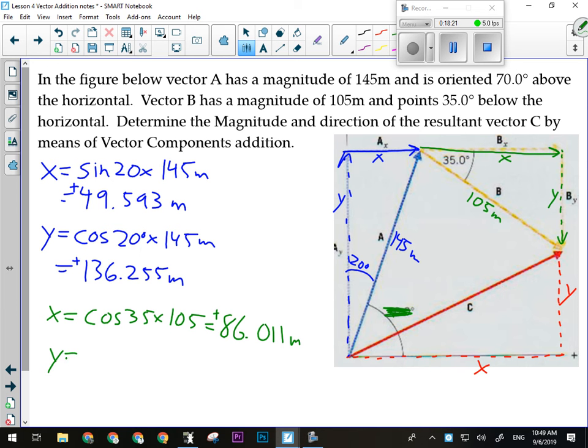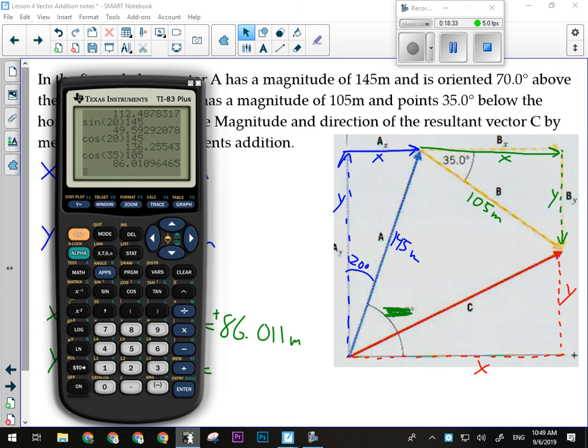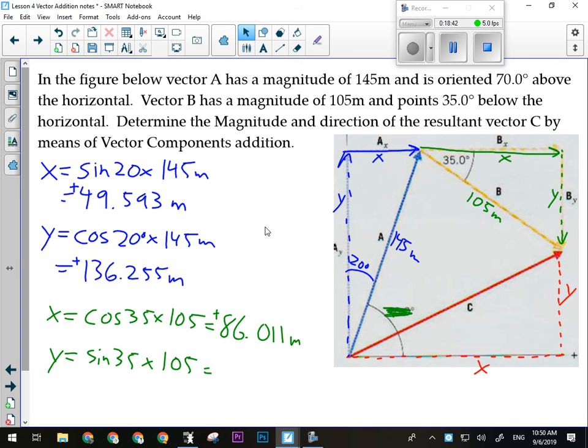Green y is opposite the 35-degree angle, so sine of 35 times 105 is 60.226. Positive or negative? Negative. It's in the opposite direction of blue y, and I made blue y positive.